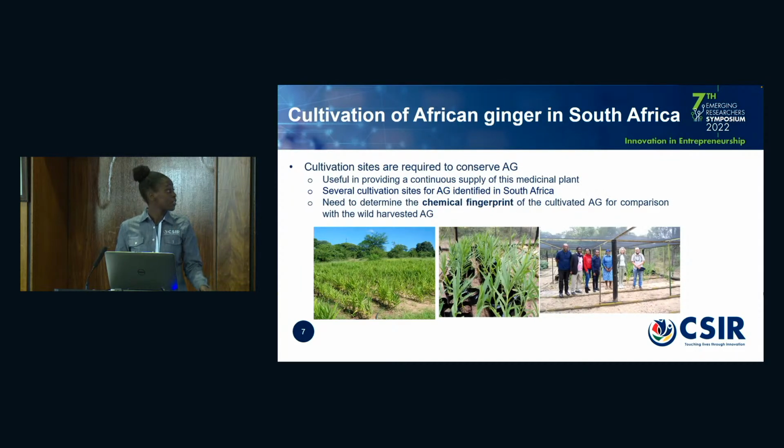The cultivated African ginger is grown, as we see in the pictures, it's grown and planted, while the wild harvested usually grew automatically, spontaneously in the natural environment.